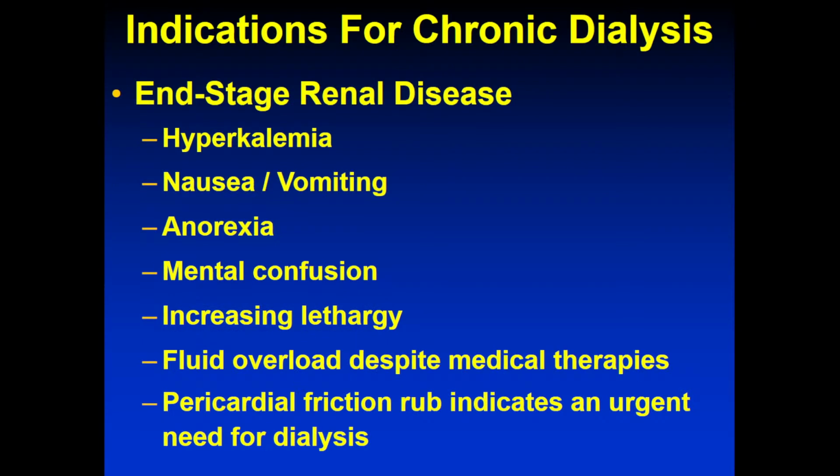What are the indications for chronic dialysis? These are end-stage renal disease with hyperkalemia, nausea, vomiting, anorexia, mental confusion, increased lethargy, fluid overload despite medical therapies, and at last pericardial friction rub, which indicates an urgent need for dialysis. I told you we name it like funeral bells.